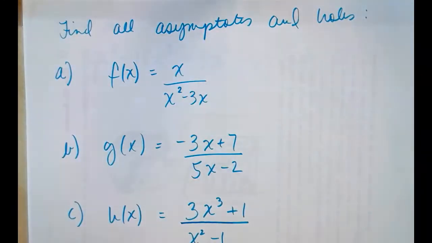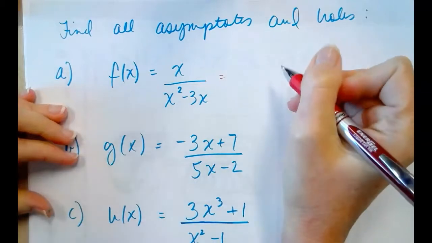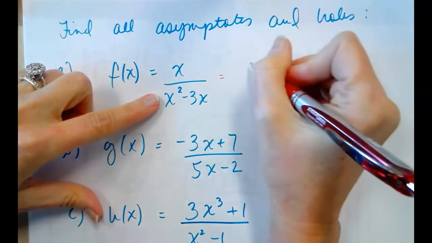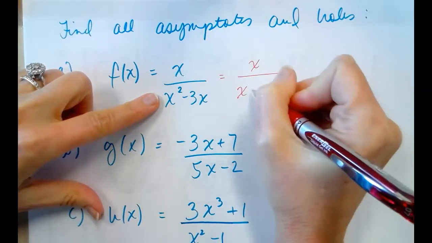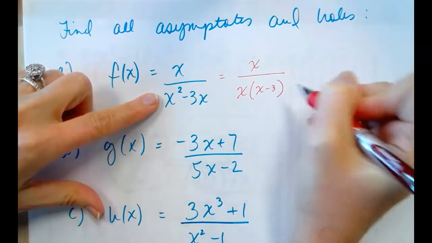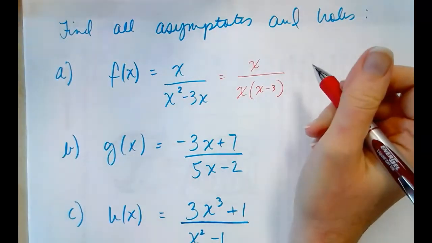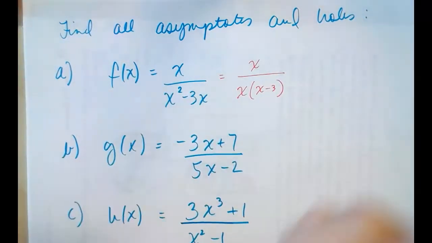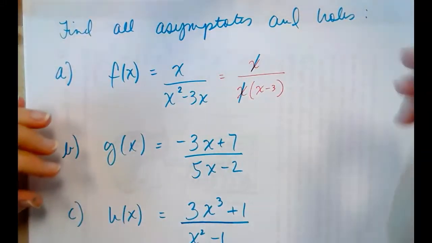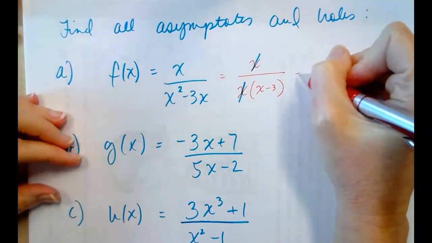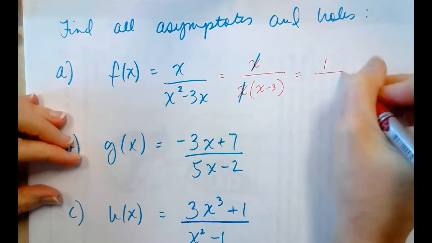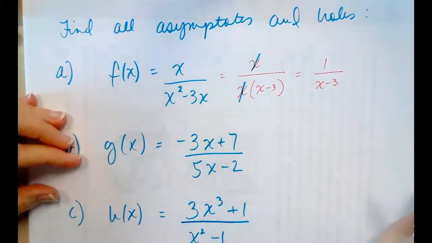Let's find all the asymptotes and the holes. So the first thing we're going to do is we are going to see if we can factor anything. So it appears in letter A that we can factor this denominator. It's x over x times x minus 3. And what do you know? We got x's canceling. And anytime a factor cancels, that's when we're going to have a hole. So our function simplifies to 1 over x minus 3.